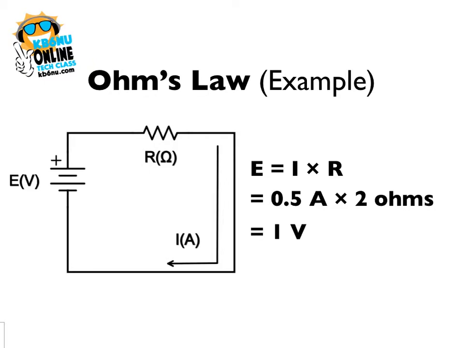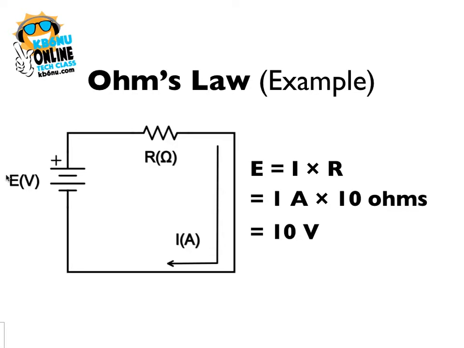Now let's take a look at the final version of this equation. Question: what is the voltage across a 2 ohm resistor if a current of 0.5 amperes flows through it? Answer: 1 volt. E equals I times R, that's 0.5 amperes, or a half an ampere, times 2 ohms, and that equals 1 volt.